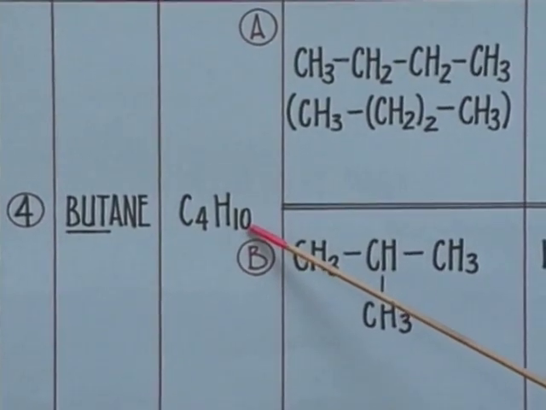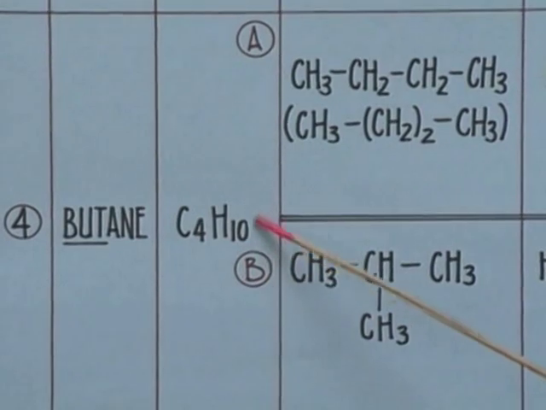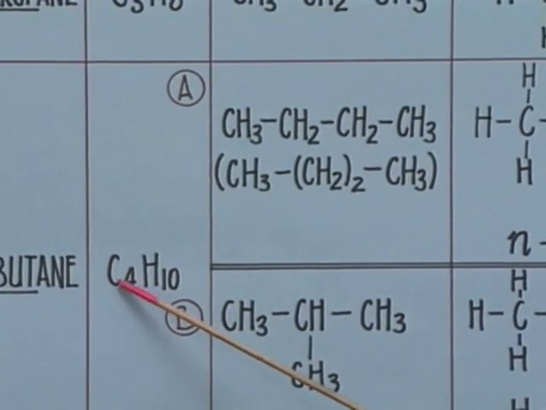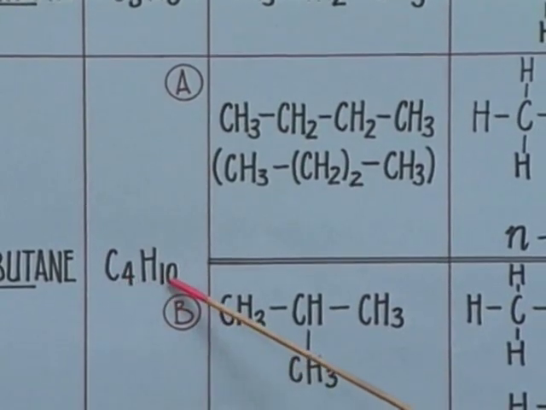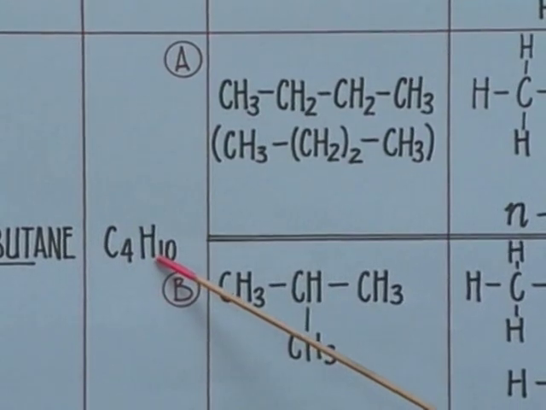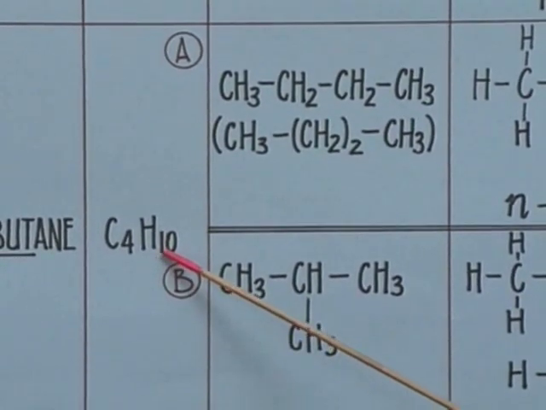Now, what are structural isomers? They are compounds with the same formula. In other words, they have the same number of atoms of each element, like 4 carbons and 10 hydrogens in this case. But they have different structures, and therefore they have different physical and chemical properties.